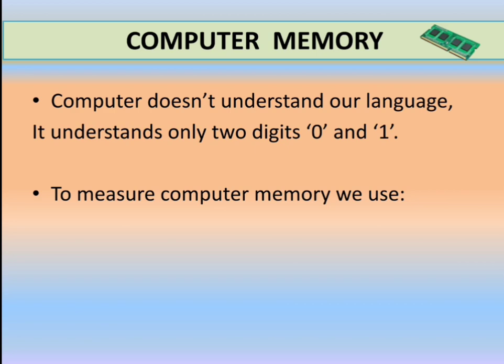Now let us move ahead. Computer does not understand our language. As we all know, the way we speak, like English or Hindi, the computer cannot understand our language. Then what does it understand? It understands only 2 digits, 0 and 1, right? So the computer understands only one language, and in that language there are only two digits. The first digit is 0 and the second digit is 1.